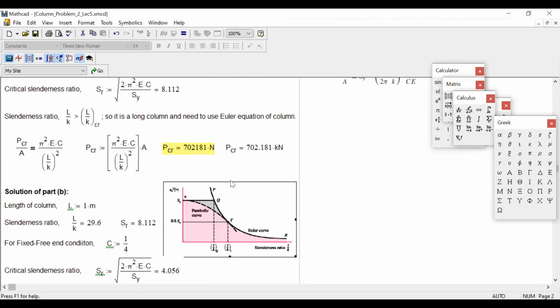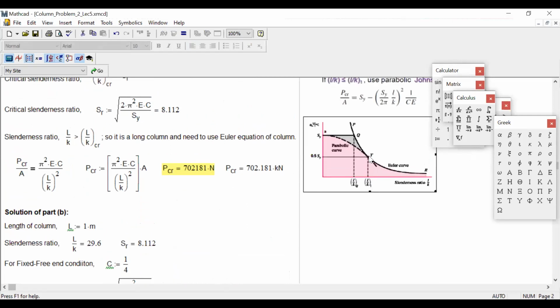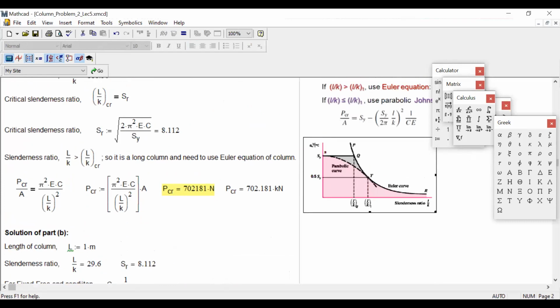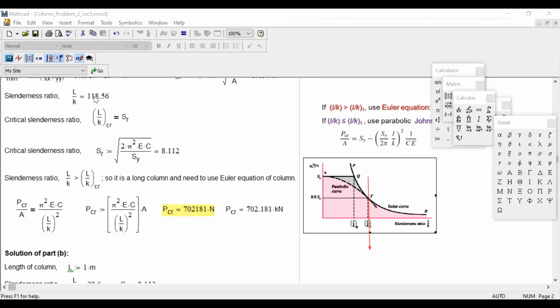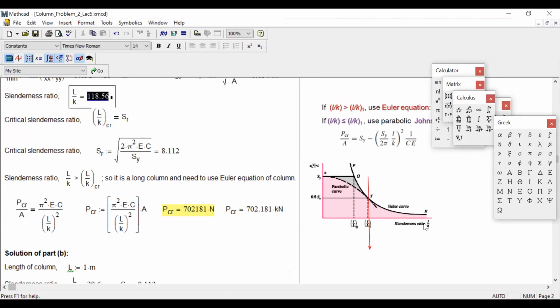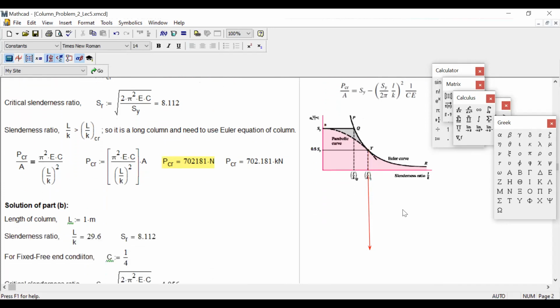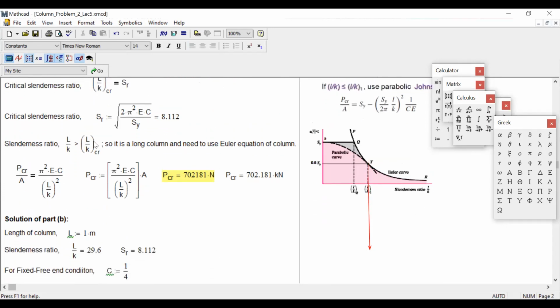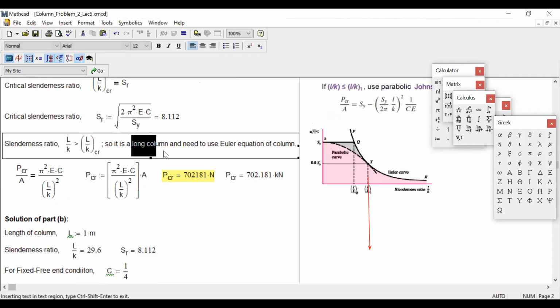If you look in this graph, okay? So in this graph, you see this is critical slenderness ratio, right? This point. So this value right over here is 8 point something, but our L by rho value is coming 118. That means we are in the right side. That means we need to use Euler equation of column. So write down over here L by K greater than L by K critical. So it is a long column, we need to use Euler equation. So use just this equation.